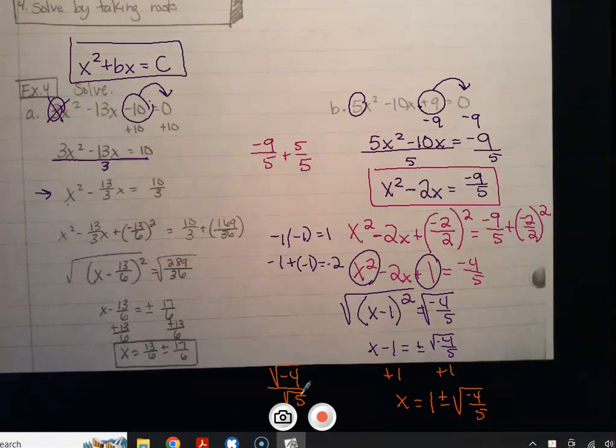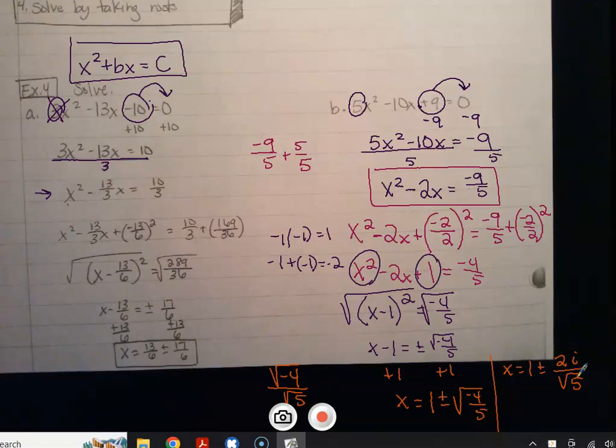But also, can we take the negative 4 and change it to 4i and then multiply it by the square root of 5? But you also know the square root of 4 is 2. So you're on the right track. So I'm going to draw a line here and we're going to pick up. So this is going to be x equals 1 plus or minus 2, because the square root of 4 is 2, the negative is the i, over the square root of 5.